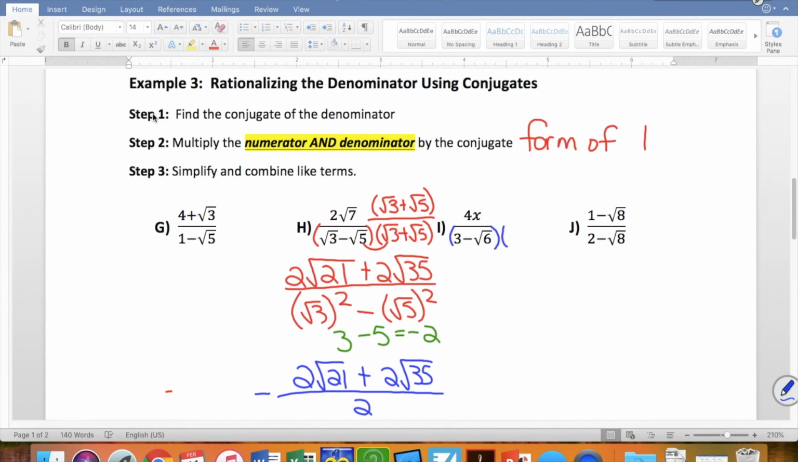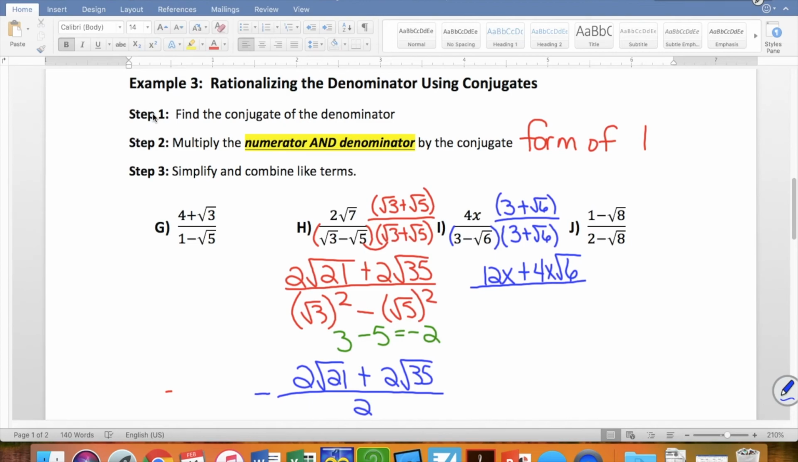My conjugate here is 3 plus the square root of 6. So I'm going to multiply that by 3 plus the square root of 6. This time I just have a 4x on top, so that's kind of nice. 4x times 3 becomes 12x. And then 4x times the square root of 6 literally becomes 4x square root of 6. Okay? Nothing fancy there, that's all I can do.